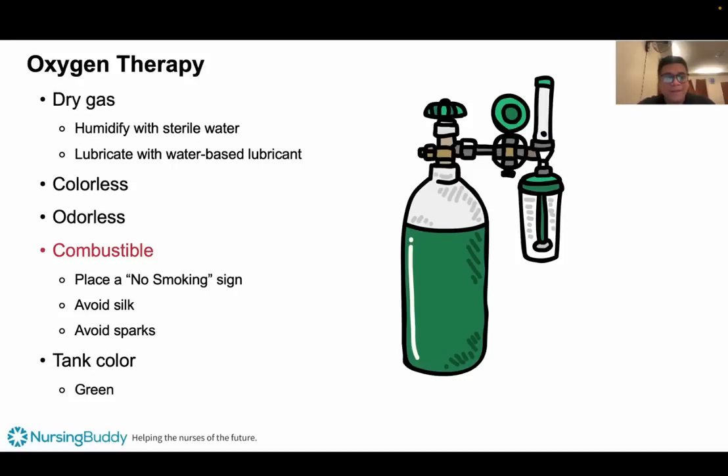We must place the oxygen cylinder apart from an electrical plug. That's why we should avoid sparks. And also again, we need to remember that if you will be asked about the tank color, it's actually green.